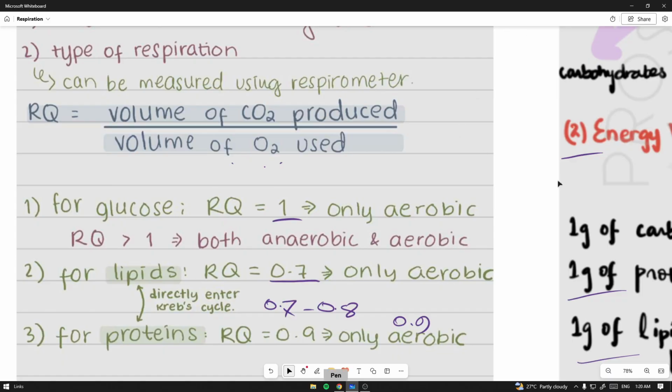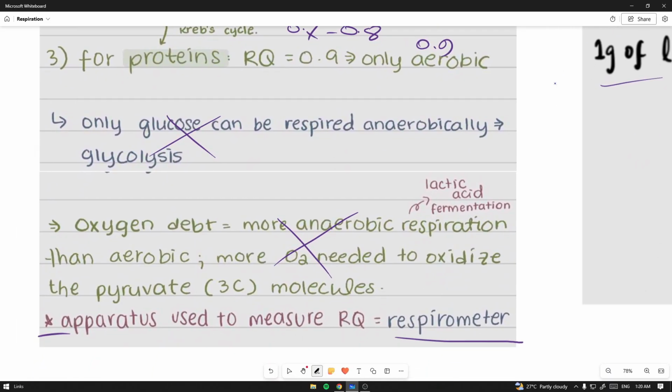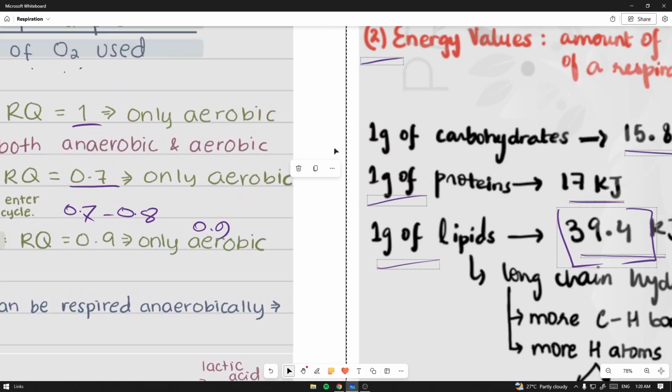Now let's take a look into, okay, what are these? Okay, you don't need this, not this either. The apparatus used to measure RQ is a respirometer. Now we're gonna take a look.